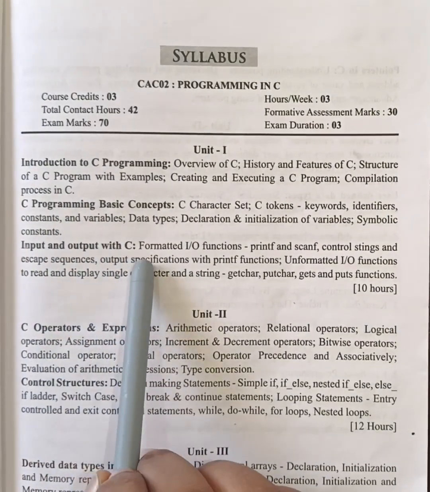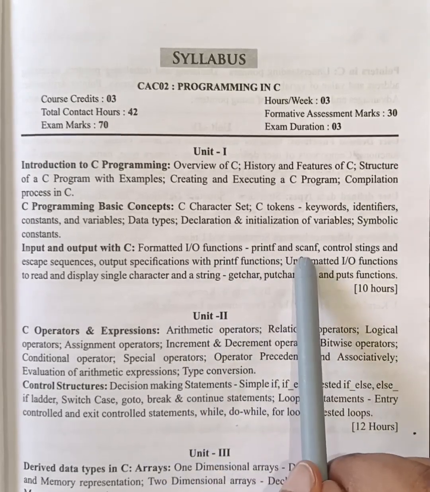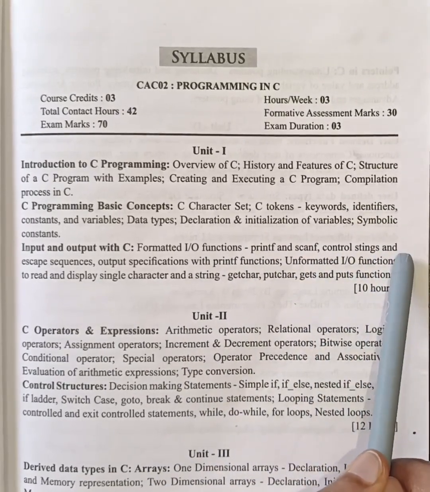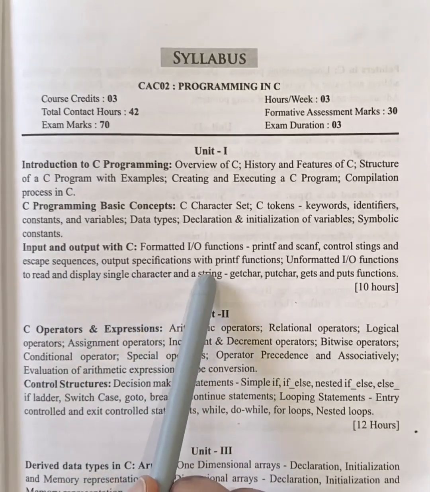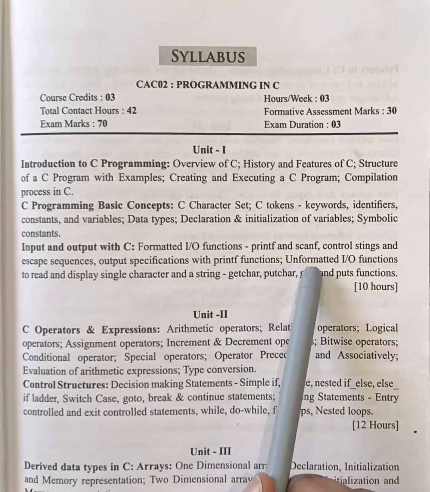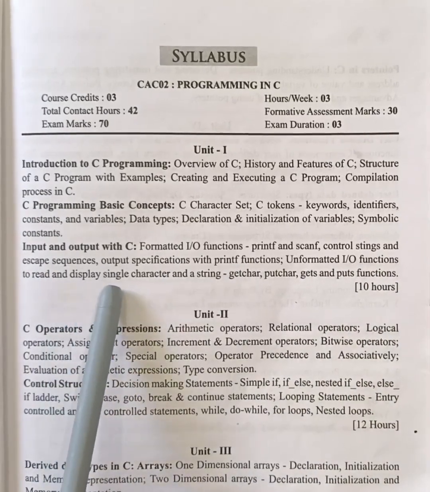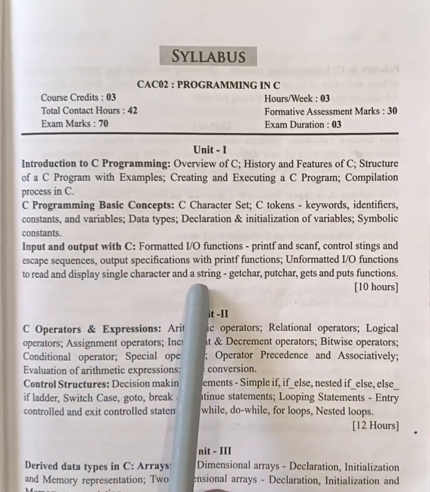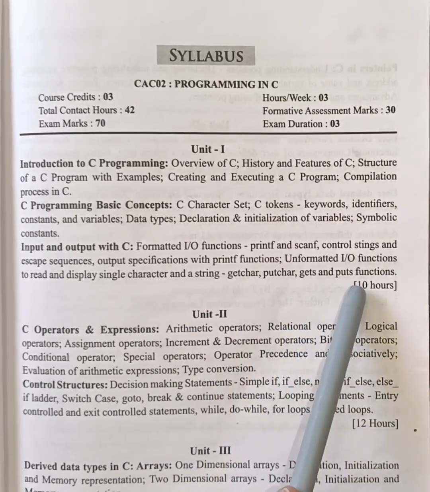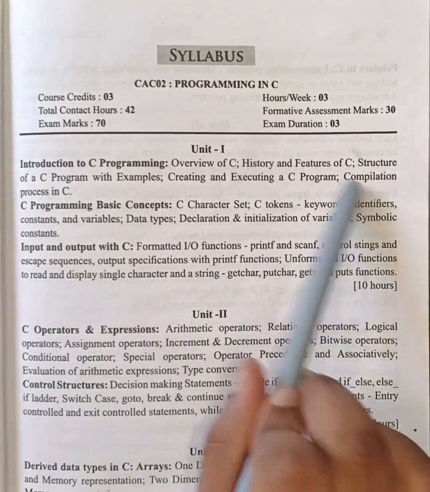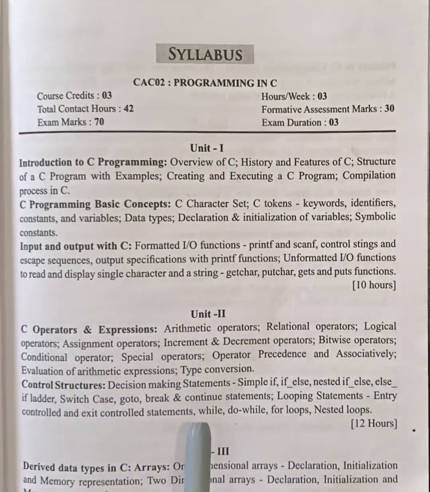And the third chapter will be input and output with C. Here you can see such topics like formatted input output functions, printf and scanf, control strings and escape sequences, output specifications with printf functions, unformatted input output functions, to read and display single character and string. Here you can see getchar, putchar, gets and puts functions. These are all the first unit. In the first unit you can see 3 chapters and such topics in it.